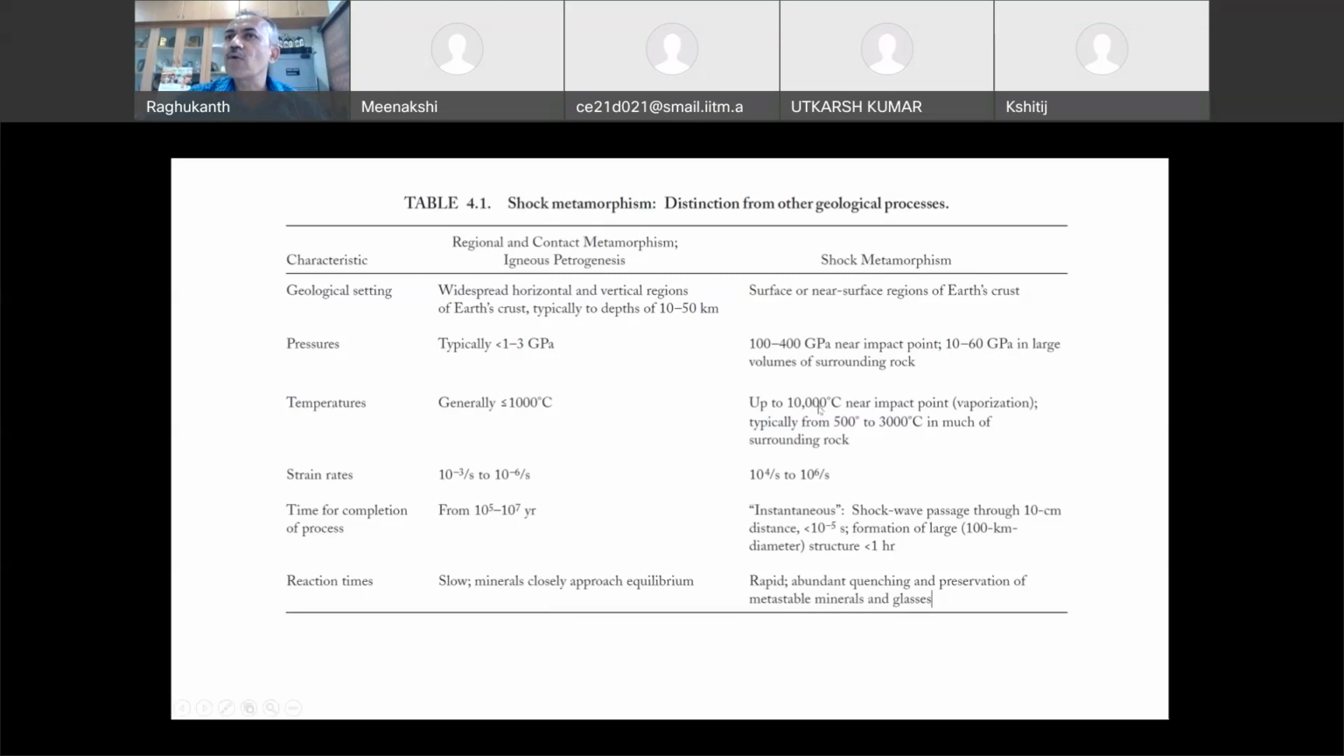Now the temperature will be 10,000 degrees centigrade when this impact happens, and the projectile or whatever the material is just vaporizes basically. And then the strain rates are extremely high, 10 to the power of 6 to 10 to the power of 7 per second. Whereas in ordinary slow geological processes, the strain rate is 10 to the power of -3, so this is a huge strain rate. Now generally, for diamonds to form inside the earth, it takes a large amount of time. But during impact, these things form instantaneously. The reaction times are also rapid, during the impacts itself.